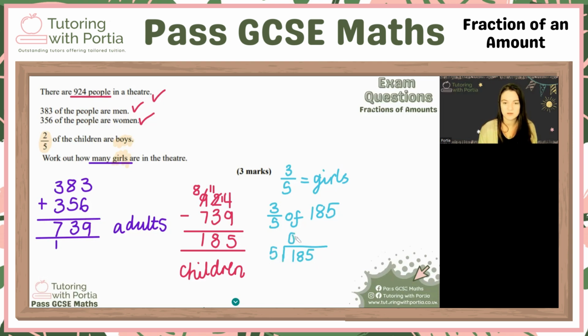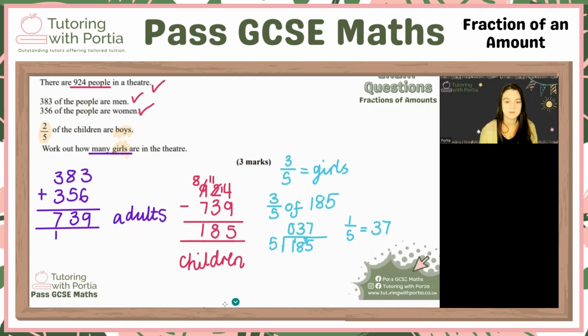5s into 1 we can't do. 5s into 18, that goes 3 times with 3 left over. 5s into 35 is 7. So that's 1/5 then, if we've divided by 5, 37. But we didn't want to know 1/5, we wanted to know 3/5. So I'm now going to multiply that amount, that 1/5, by 3.